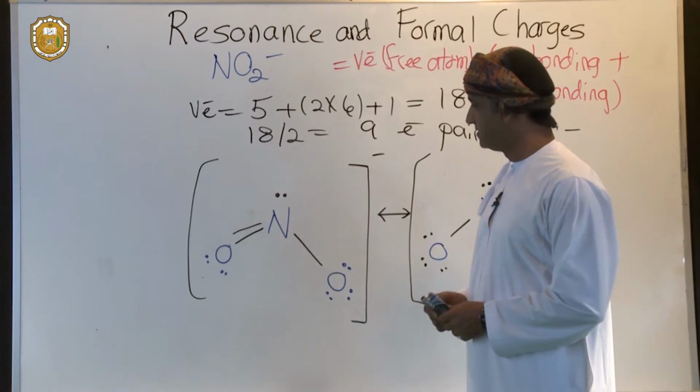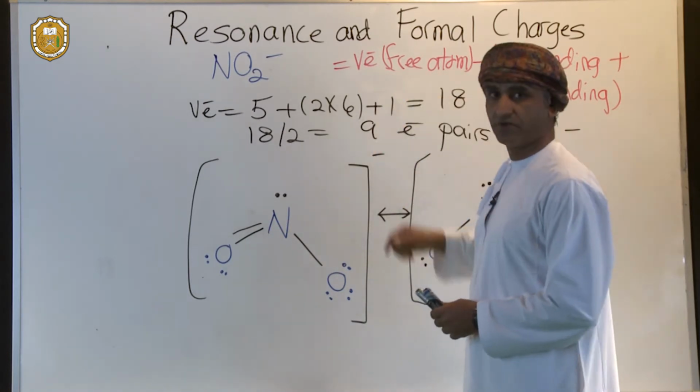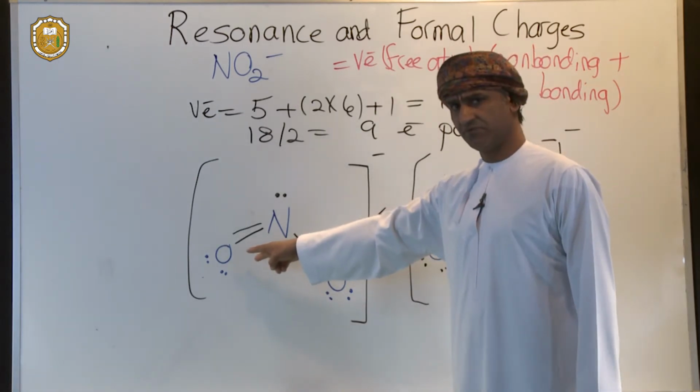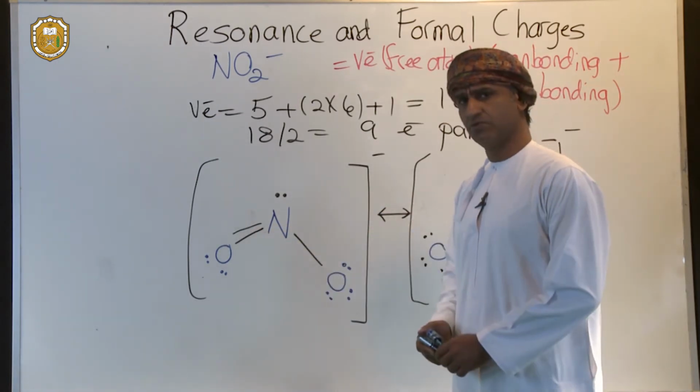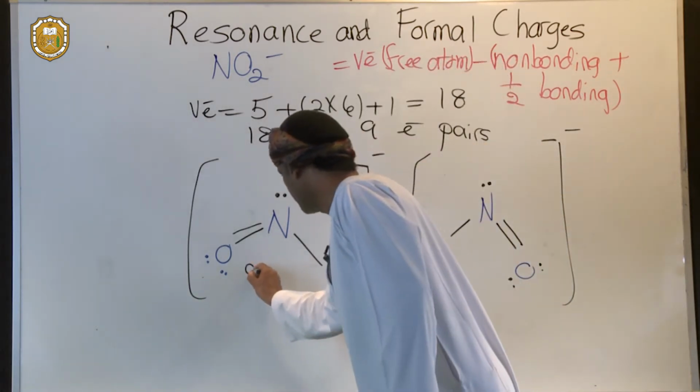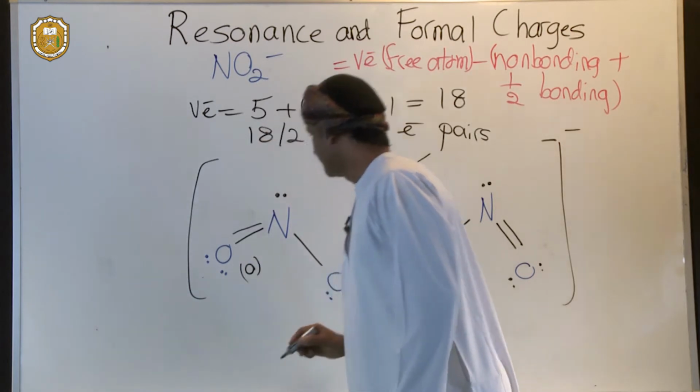If you look at that oxygen, the number of valence electrons for oxygen in the free atom is 6, so 6 minus. The number of non-bonding electrons is 4, and half of bonding, that's 2. So 2 plus 4, that's 6. 6 from 6, that is 0. So the formal charge here is 0.